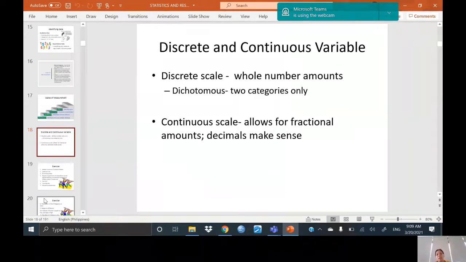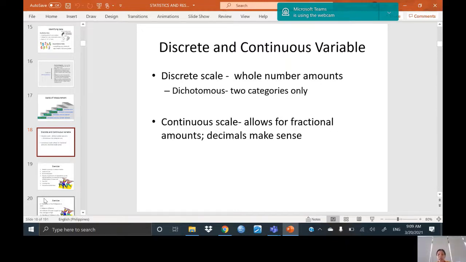Then, we also have discrete and continuous variable. Pag sinabing discrete scale, these are whole number amounts. Say, for example, number of people in a room. So you say there are 2 people, there are 3 people, there are 5 people. You cannot cut a person into halves and then say there are 4.5 people in a room. No, it cannot. Discrete whole number siya. And we also have, under the discrete scale, dichotomous, meaning to say 2 categories only. Say, for example, male, female, true, false. These are dichotomous scale.